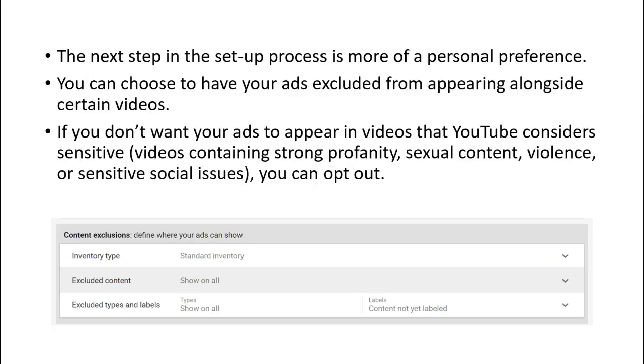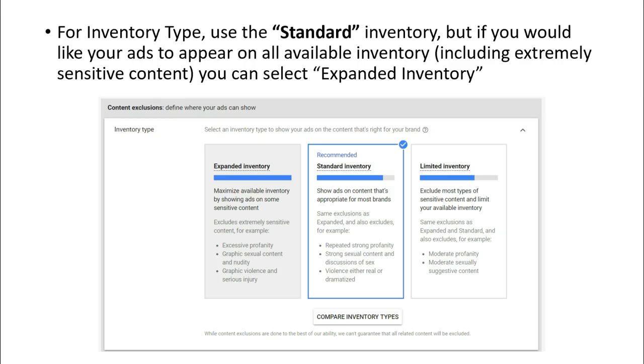And then from here, we get into some of YouTube's targeting specifics. These are all personal preferences here. So if you don't want to show up next to certain types of videos that have sexual content or violence or sensitive social issues, this is where you get the ability to opt out of these. So this is kind of in a grayed out box, and there's a few of these little drop down carrots that you can choose.